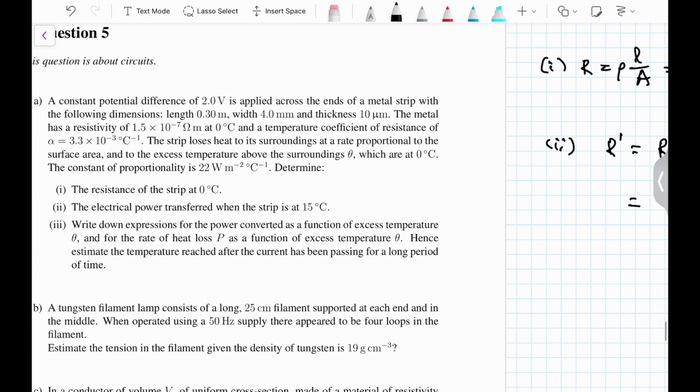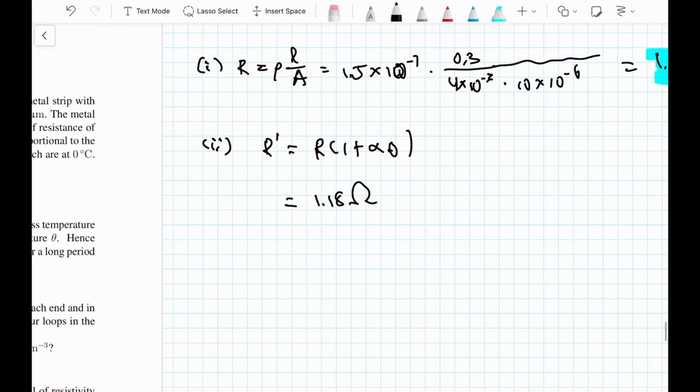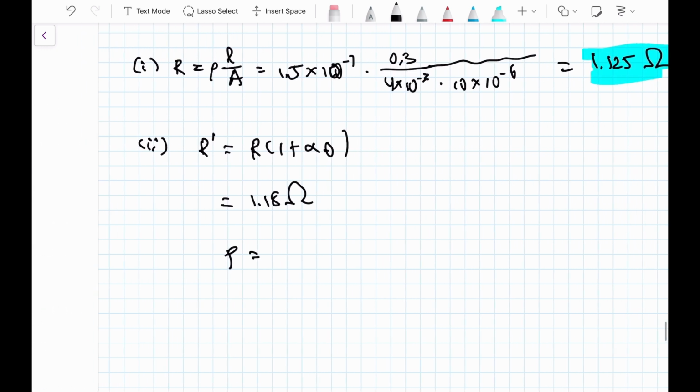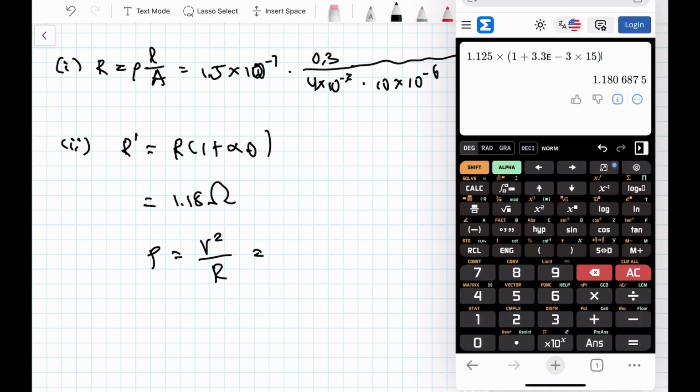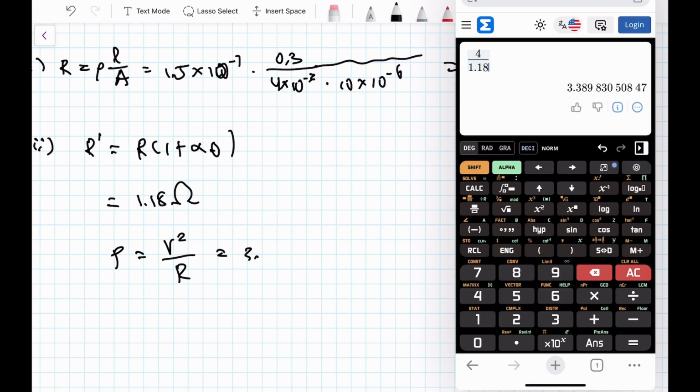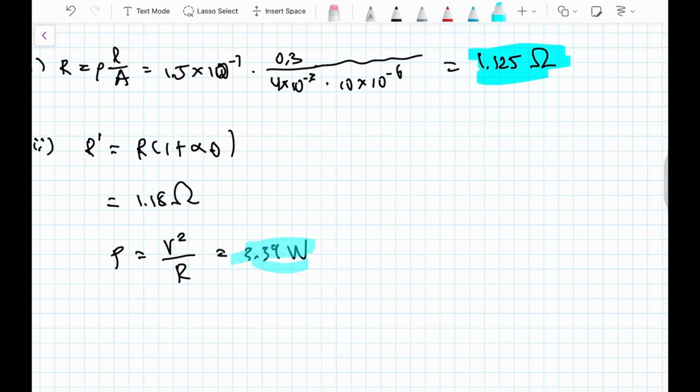And then it says electrical power transfer. Over here we're given only the voltage, so we can just use power is equal to V squared over R. That is 2 squared, so 4 over 1.18. So we have 3.39 watts, and that should be the answer to the second part.